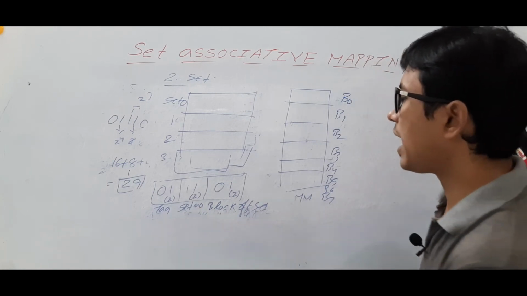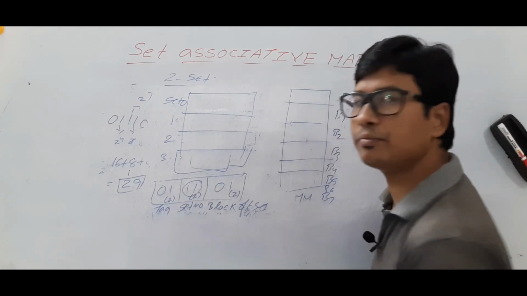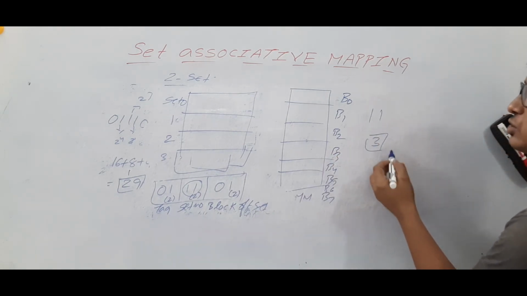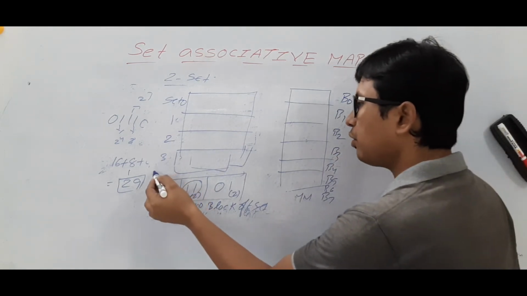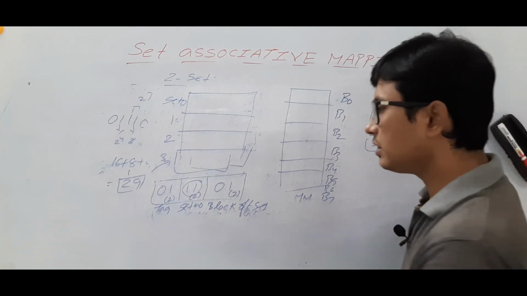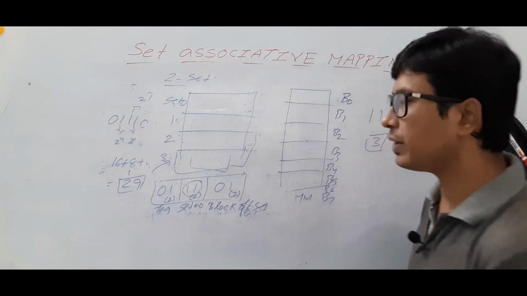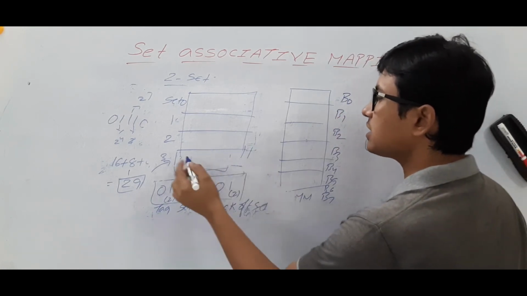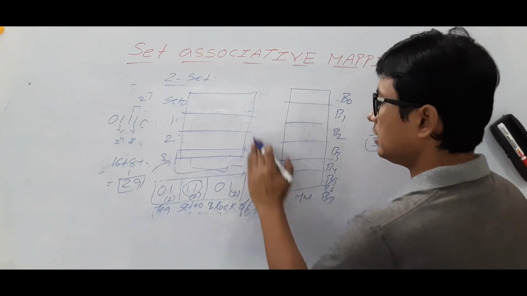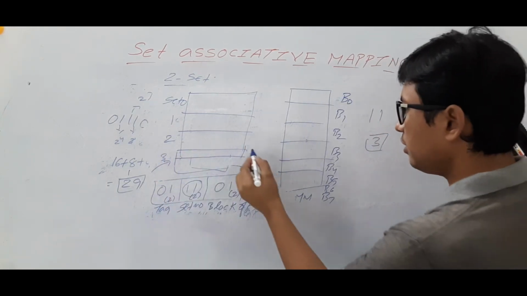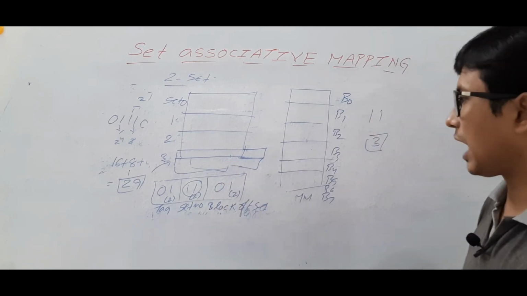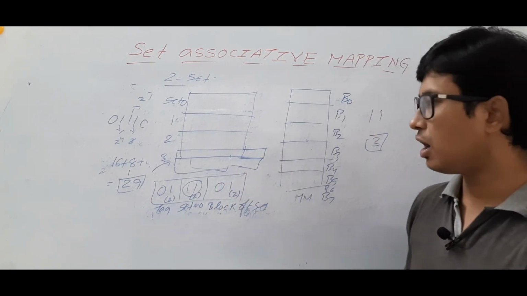As this word has the set number 11, and 11 is nothing but 3, am I right? So you have to go to set number 3. Are you able to understand? Let's take that in this set you have 2 lines. If you have 2 lines, you will have 2 tags. Are you able to understand?